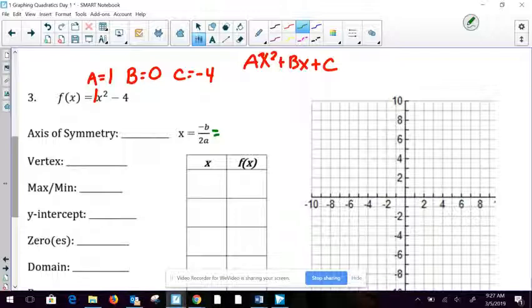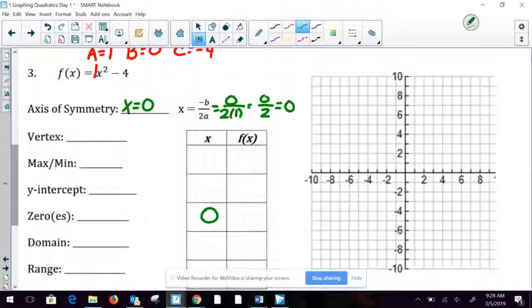Now that I identified my ABCs, I'm going to jump to my axis of symmetry. So the opposite of B, well, in this case, B is still 0, over 2 times A, which is 1. Well, 2 times 1 is just 2. 0 divided by 2 is still 0. So my axis of symmetry, again, is just x is equal to 0. Now I realize that all of these ones had x equal to 0 for your axis of symmetry. That's just for today. You're going to see problems tomorrow where they're a little bit different. Again, remember that this goes in as my center point.